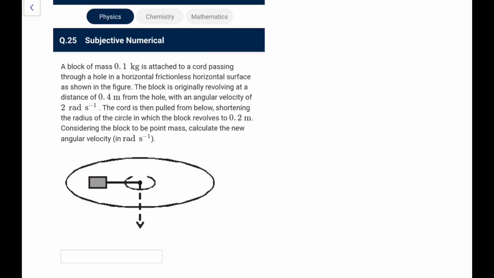Next, a 0.1 kg block attached to a cord passing through a hole in a surface. The block is originally at distance 0.4 with a given angular speed, and then it is pulled, shortening the radius to 0.2. Considering the block to be a point mass, calculate the new angular velocity. So it is originally at this, and now it is pulled from below, shortening the radius. This tension delivers no torque about this point, and mg and the normal torques cancel, so L will remain conserved.